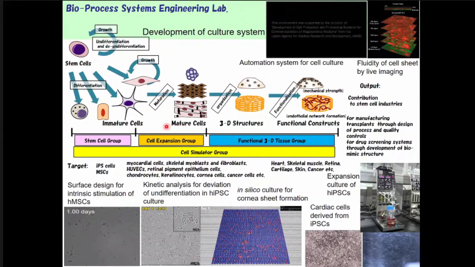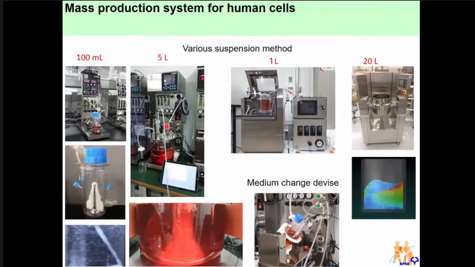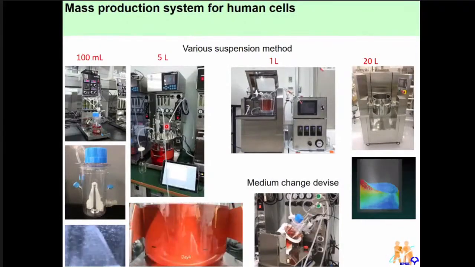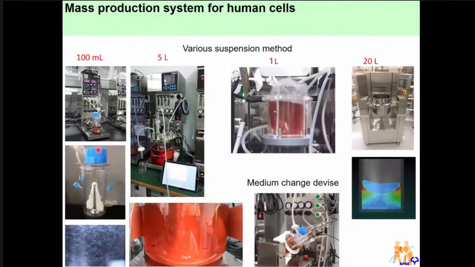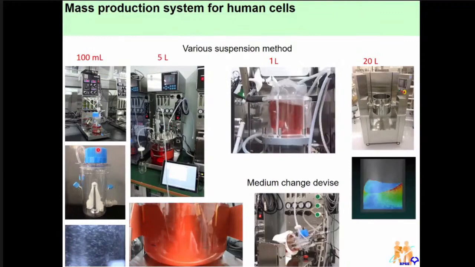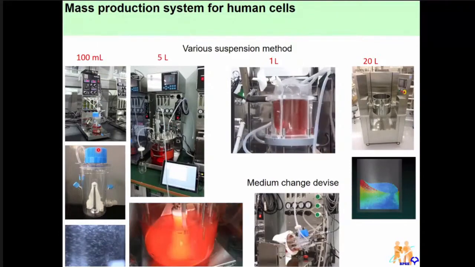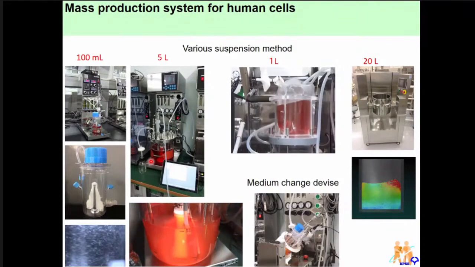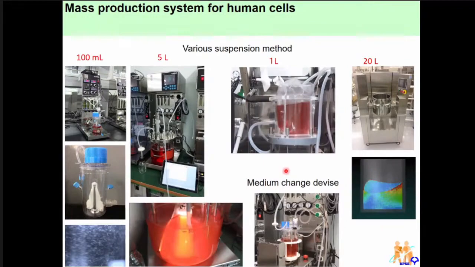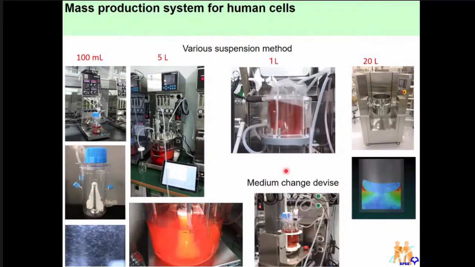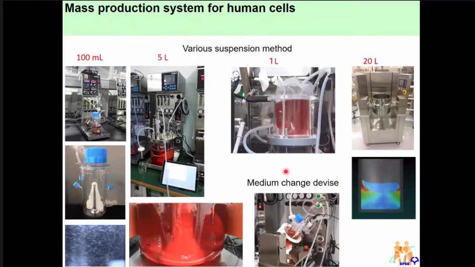For the expansion, we have several bioreactor systems like this. Not only smaller scale for the suspension culture of the iPS cells, for example, but also the larger scale, 5-liter culture. And sometimes we need some different type of culture system, a shaking culture system. Sometimes we need the medium exchange device.